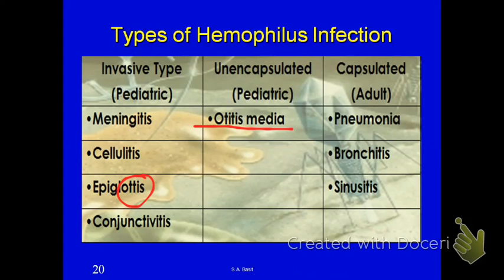And for adults, particularly the capsulated strain, this would result in pneumonia, bronchitis, sinusitis. Remember, as you grow older, the capsulated strain is converted to unencapsulated strain. So you do not want to possess, at your age right now, the capsulated strain of Haemophilus influenzae.